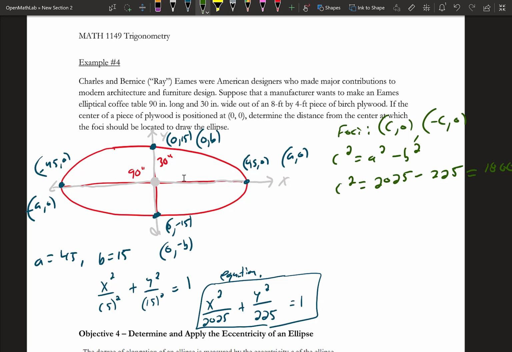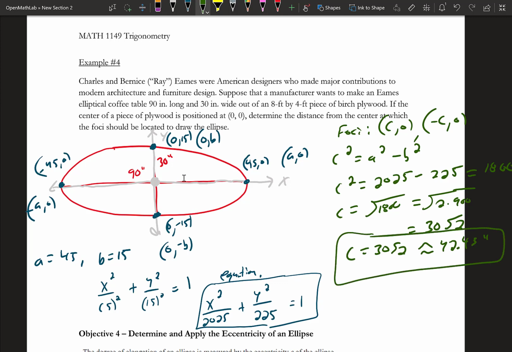So c equals the square root of 1800. This simplifies to the square root of 2 times 900. 900 is a perfect square, which is 30, so this would be 30 times radical 2. So c equals 30 radical 2, which is approximately 42.43 inches. So that's the solution: the distance from the center for the foci should be about 42.5 inches.